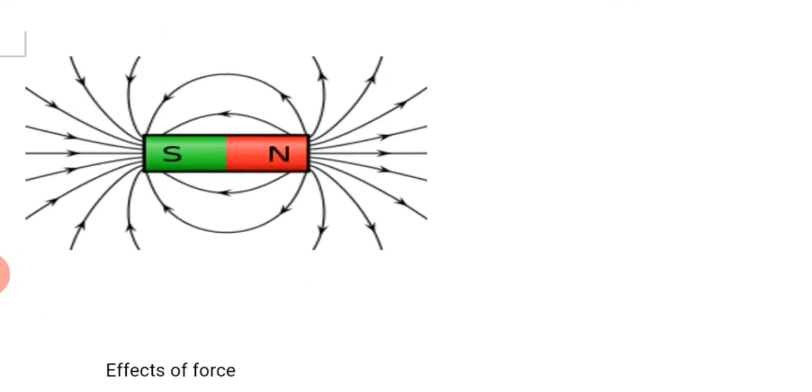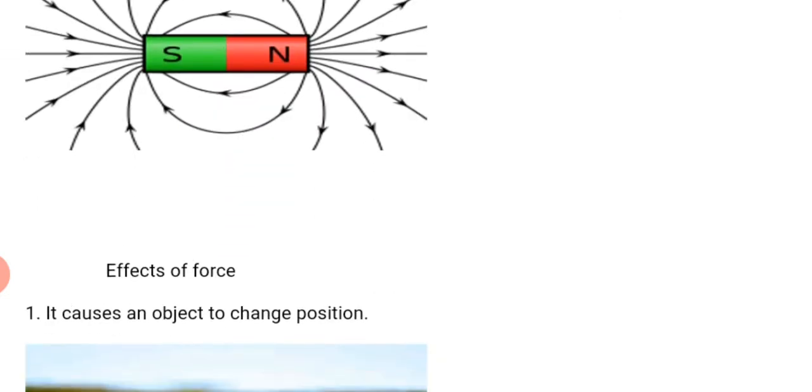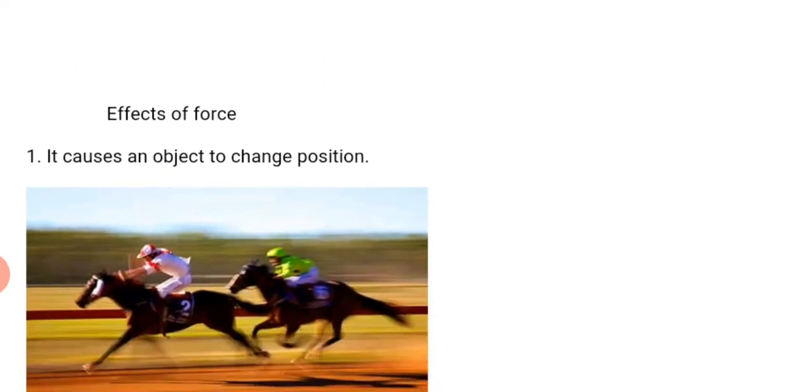After that, we move to effect of force. What does force cause? That's what we call effect of force. One of the effects of force is it causes an object to change position. It causes what? An object to change position. Let me cite an example of that, of a magnet.